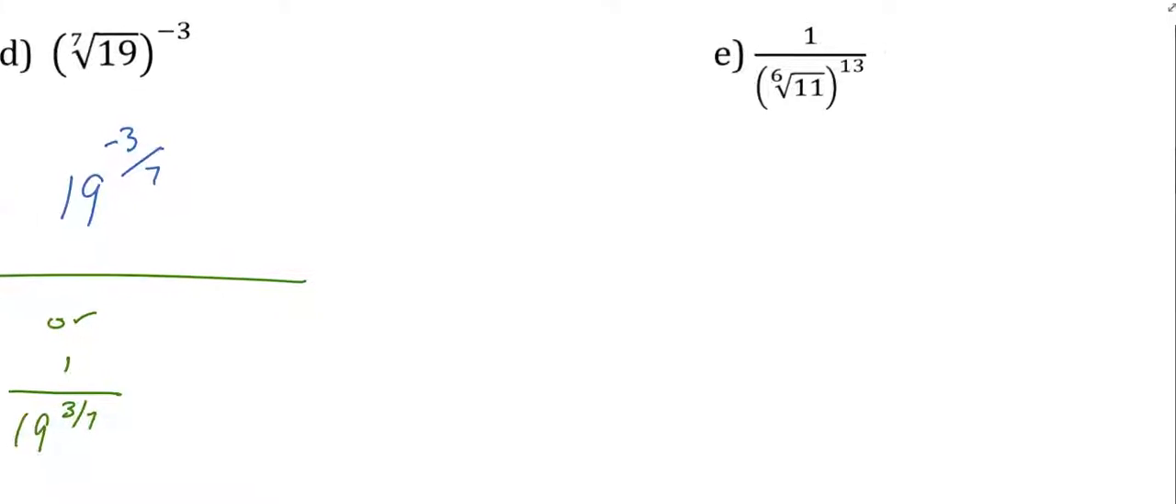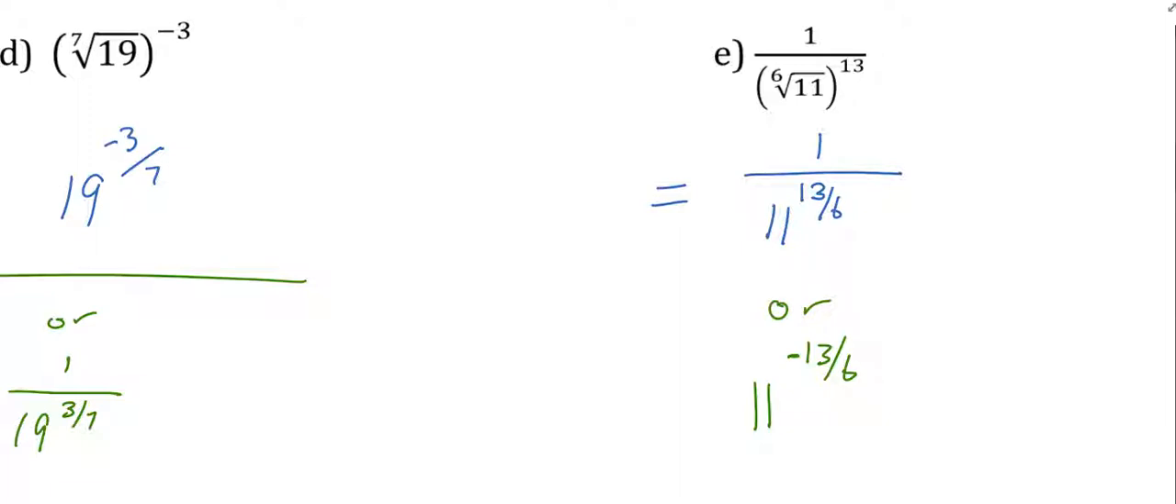Same thing for E. How would I just rewrite the powers? I'm going to do 1 over 11. And who can tell me what my exponent would be? Eunice, what do you think? Very nice. 13 goes on top, and the 6 is the root, goes on the bottom. And if I wanted to, for whatever reason, flip that to the top, I could write it as 11 to the -13 over 6.